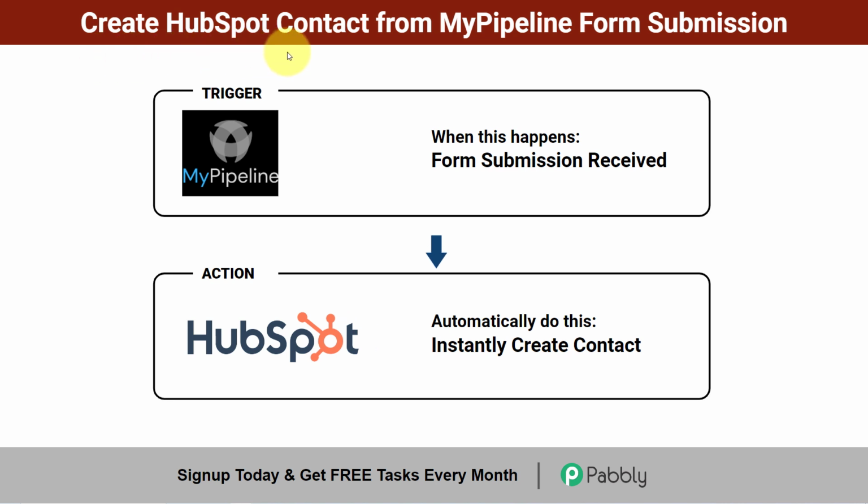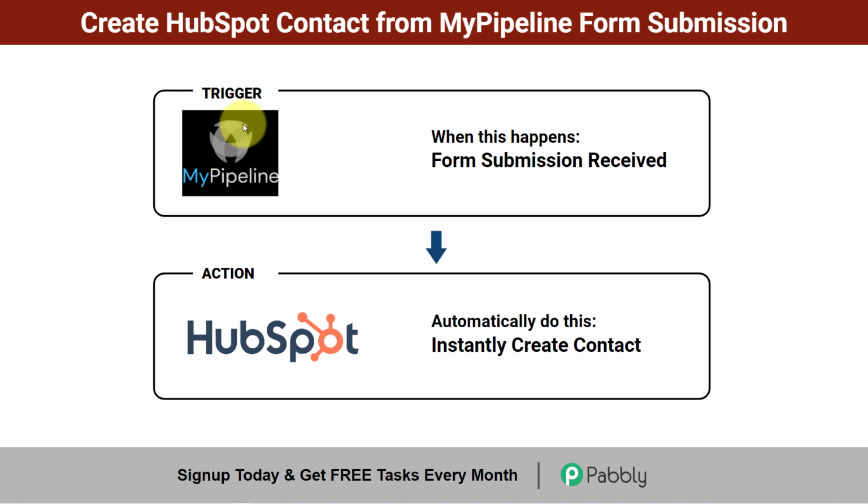How to create a HubSpot contact from a MyPipeline form submission automatically. MyPipeline is a sales and marketing platform, and assume that you have created a form, and whenever a form submission is received, you want to add that form submission data as a contact automatically and instantly in HubSpot CRM, then this video is for you.